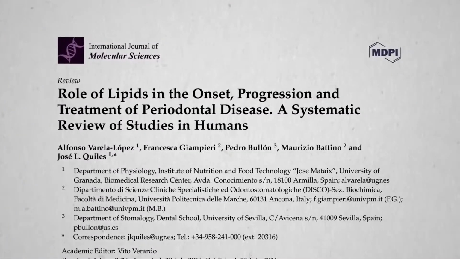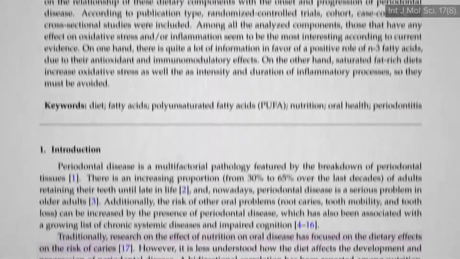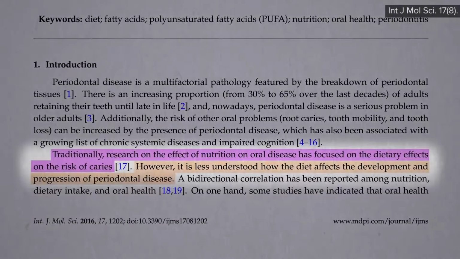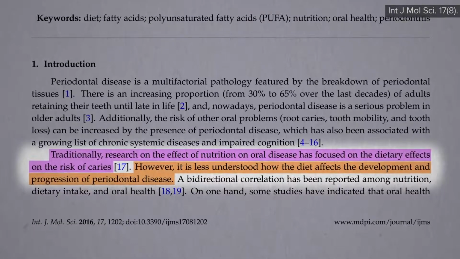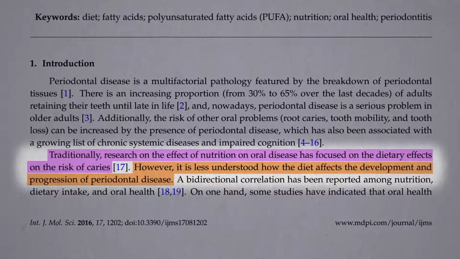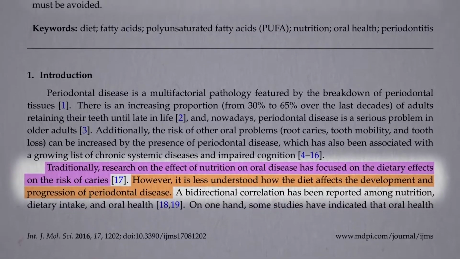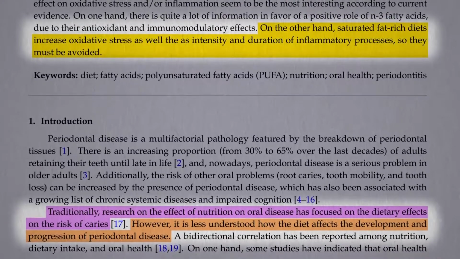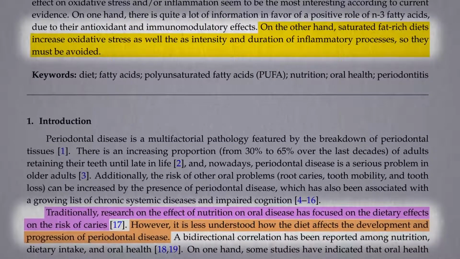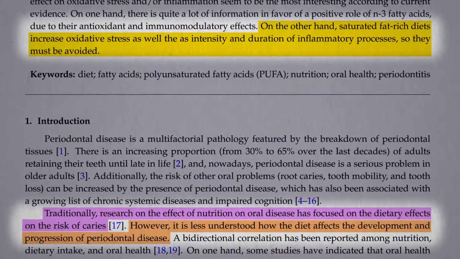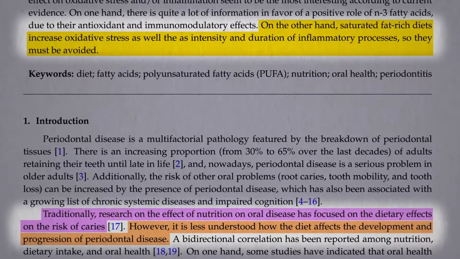Traditionally, when we think of the effects of nutrition on dental diseases, we're only thinking about cavities. However, there's been less research on the role of diet in periodontal diseases. Well, if it's about inflammation, one would expect saturated fat-rich diets to make things worse, increasing oxidative stress as well as inflammation. So we may want to cut down on saturated fat, but look, let's not just speculate.